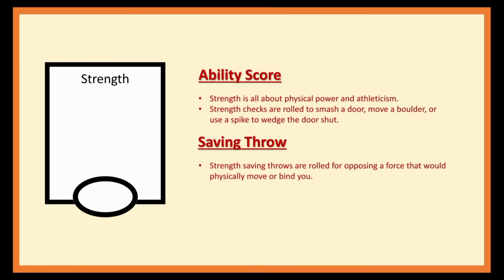When you make a strength saving throw, you roll to try and oppose a force that would physically move or bind you. For example, if someone tried to link arms and grapple you, you would make a saving throw to see if you could break free or be grappled.